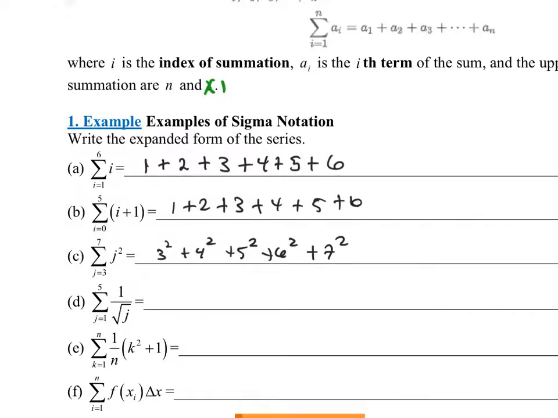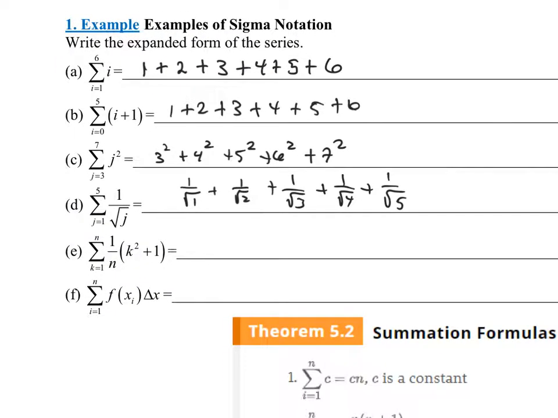I would have a 1 over the square root of 1 plus 1 over the square root of 2 plus 1 over the square root of 3 plus 1 over the square root of 4 plus 1 over the square root of 5. I stop at 5 and I'm done. Again, all I'm doing is expanding it, not actually evaluating it. How about the next one?